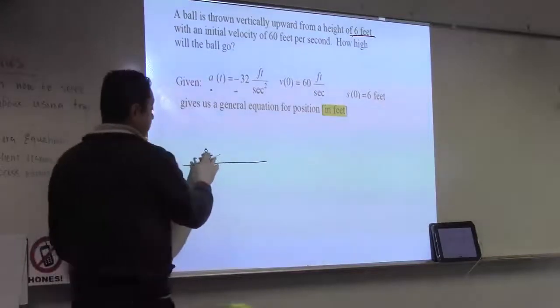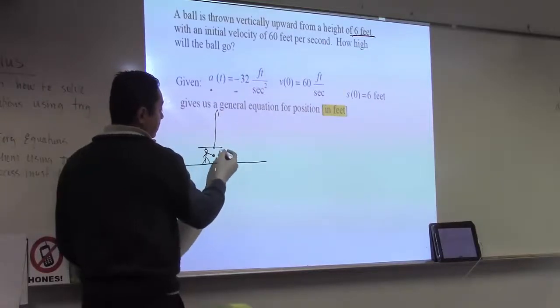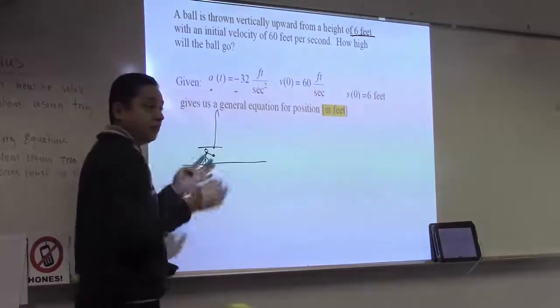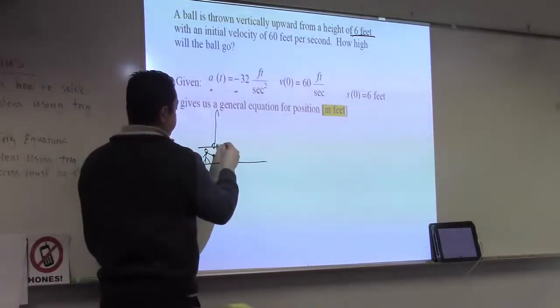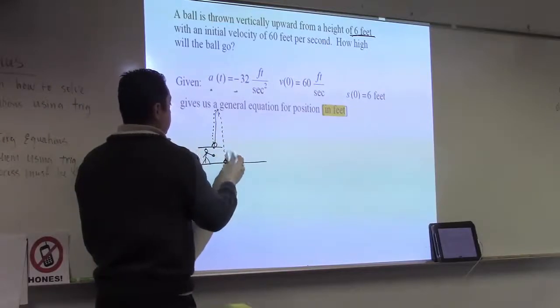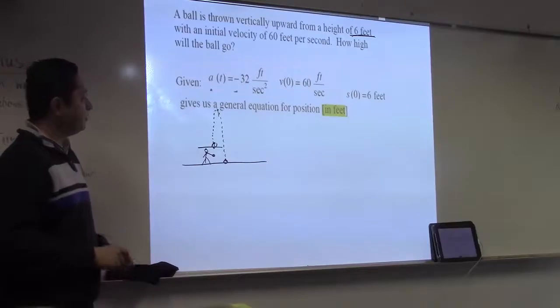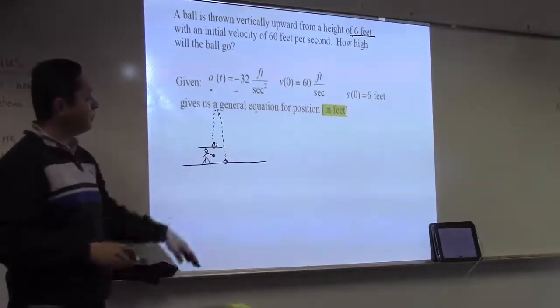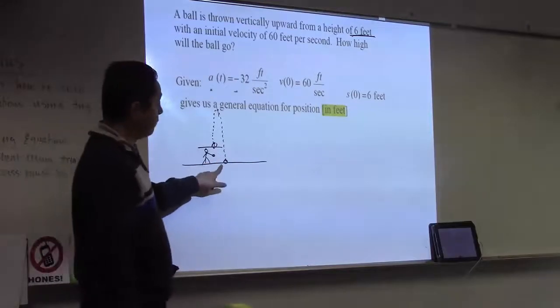Maybe he has the ball and then he throws it up. So this height will be 6 feet, so you have to take that into consideration. That would be one possibility, the ball going all the way up and then coming back down. So the question is, how high is the ball going to go from the ground?